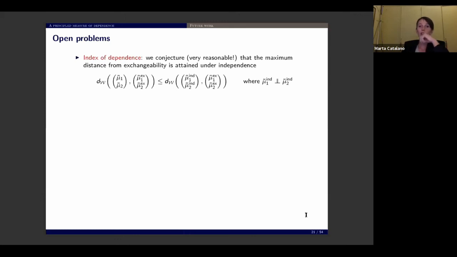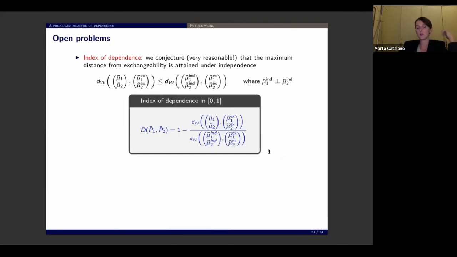First, we conjecture that the maximum distance from exchangeability is attained under independence. And then we can use this information to build an index of dependence between 0 and 1 through normalization. And once again, this would give us an index of dependence, which is tractable and principled, between vectors of random probabilities that are obtained as component-wise transformations of vectors of CRVs, regardless of the particular choice of transformation T that we apply.